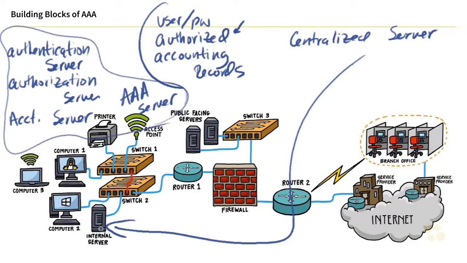So the key here is that this server that has information about usernames and their passwords and what they're authorized to do on the network and has accounting records could be referred to by any of these names. But that's our first building block of an enterprise-wide AAA solution, having that centralized server. So that's our first building block.